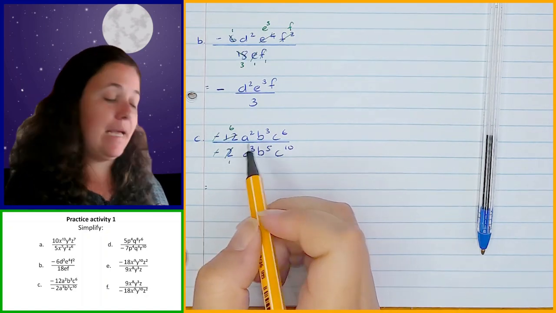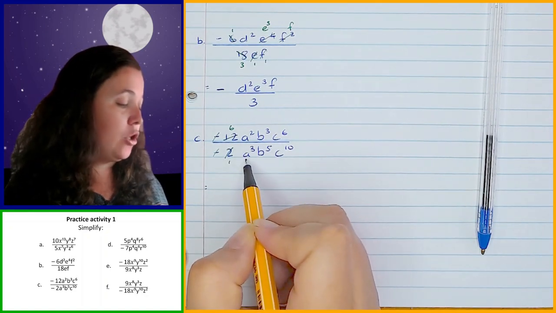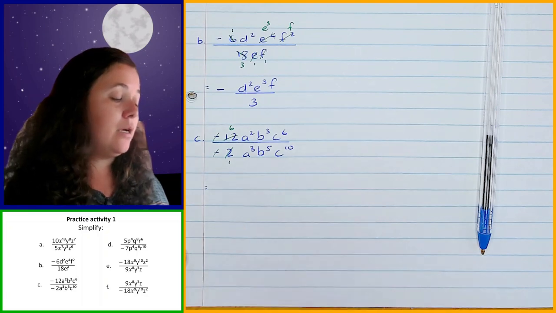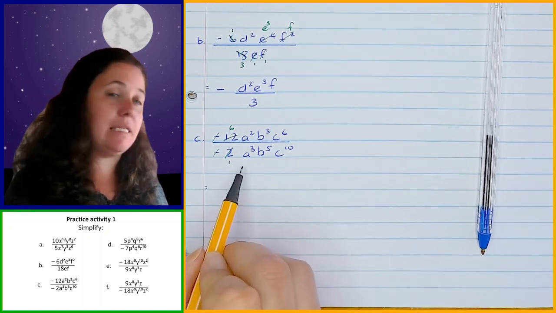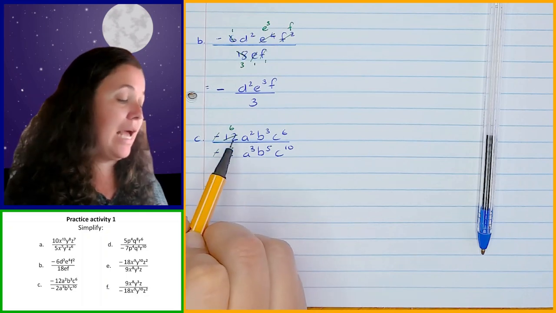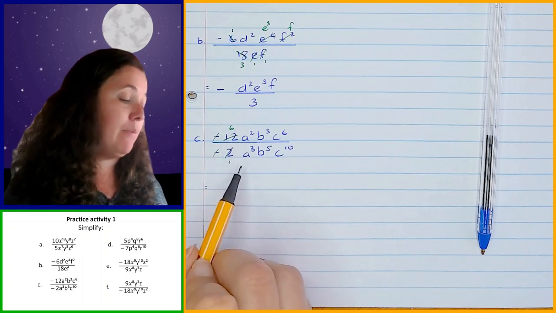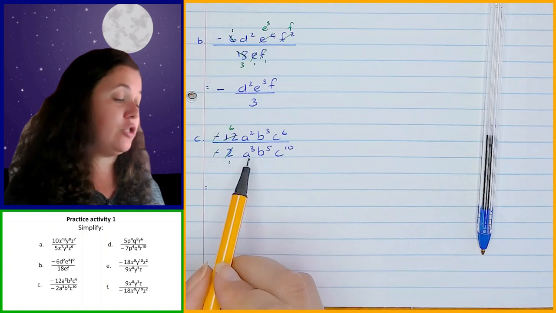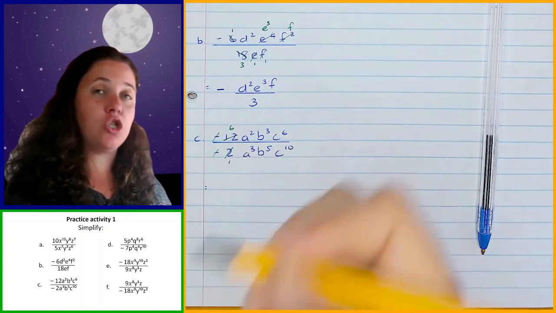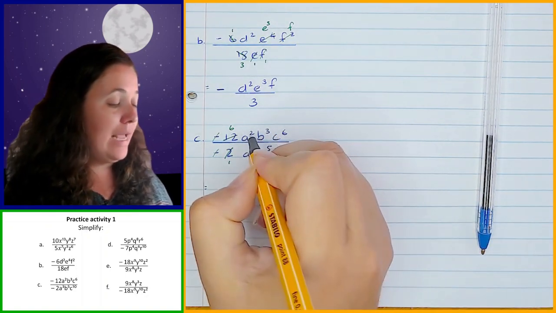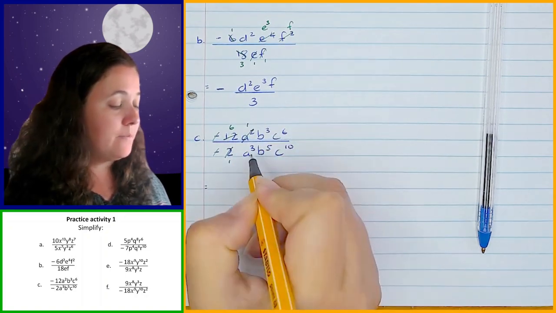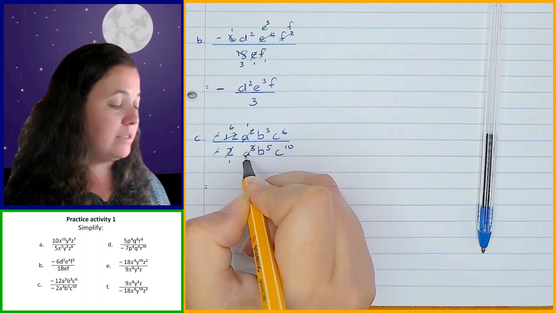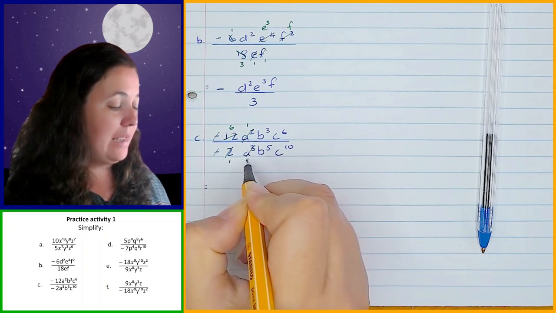Then I'm going to go on to my a's. Now I've got a squared over a cubed. Now in this case, I've got more a's in the denominator, in the bottom of my fraction, than I have in the numerator, which means that my leftover a's are going to be in the denominator, and the a's on the top are going to all cancel out. So I've got a squared divided by a squared, giving me 1. And on the bottom, I've got a cubed divided by a squared, giving me a.